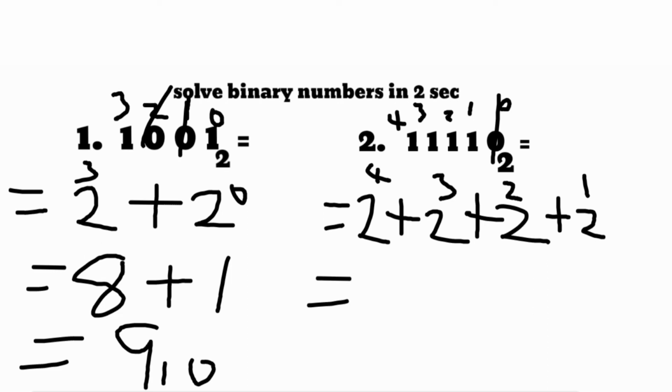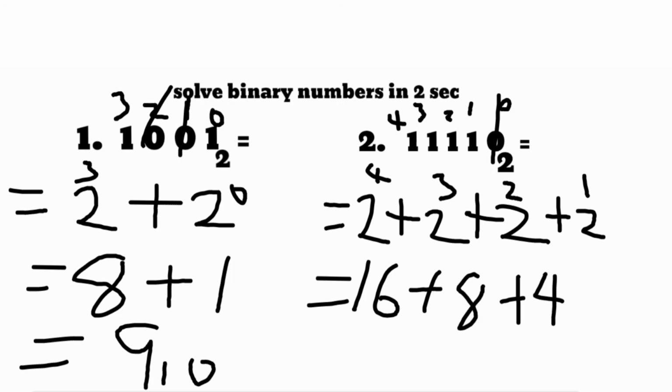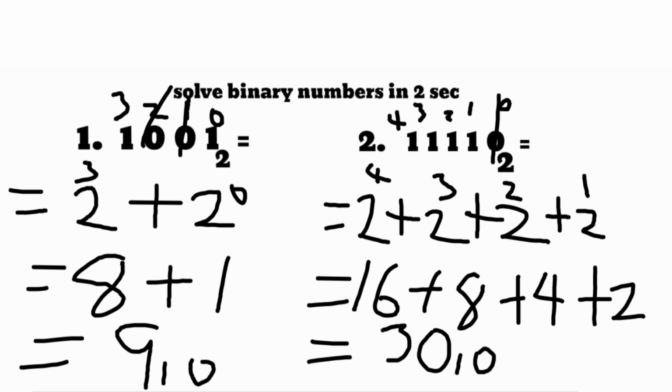So in that case, 2 to the power of 4 is 2 times 2 times 2 times 2, that's 16. Then this is 8. Then this is 4. Then this is what? 2. So when you finish adding all of this, 16 plus 8, that's 24. 24 plus 4, that's 28. And 28 plus 2, that's what? 30. So you end up getting 30 in base 10.